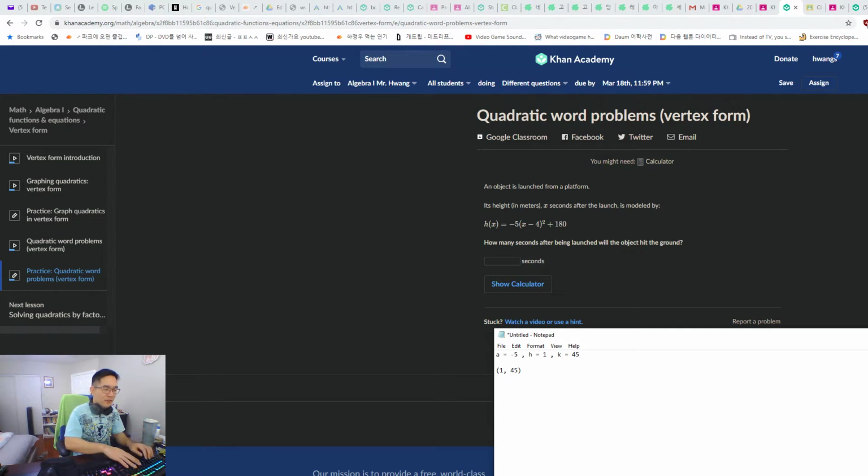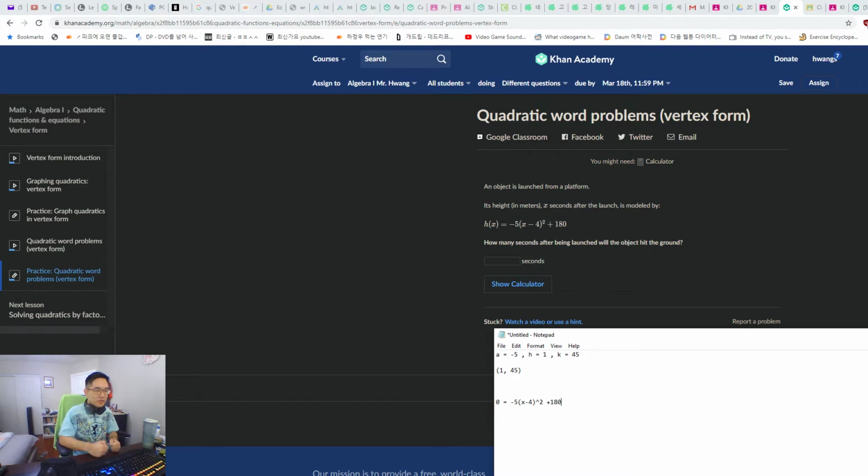I'll be very generous creating this type. I want you to learn how to do this. So 0 equals -5 (x minus 4) squared plus 180, right? You plug in 0 for y, the height, and you solve for x. Okay, so basically you solve it.